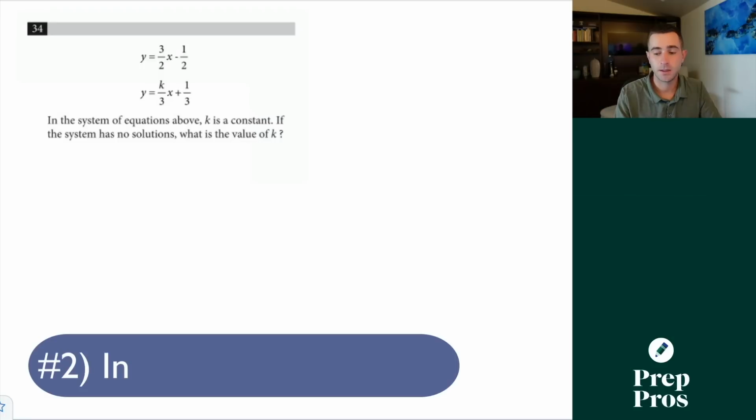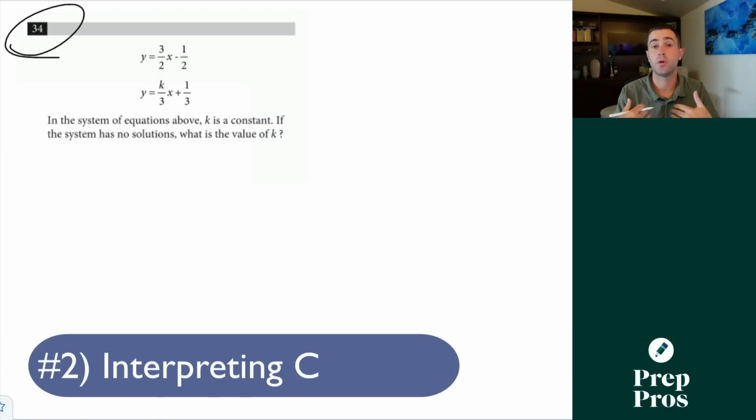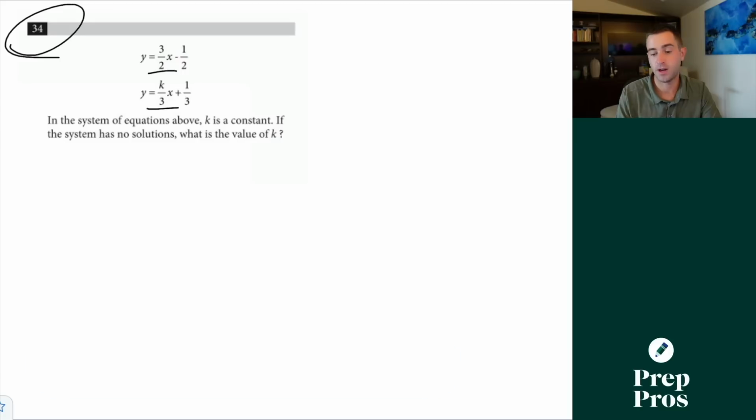Now, the next concept you're 100% going to see on the test is what we think of as interpreting constants. And this gives so many students trouble that I have basically 2 chapters dedicated to these types of questions. So in the system of equations above, k is a constant. If the system has no solutions, what is the value of k?